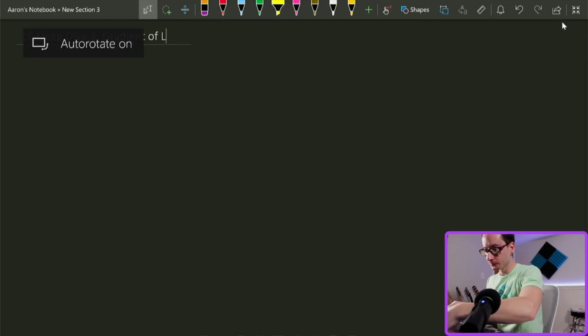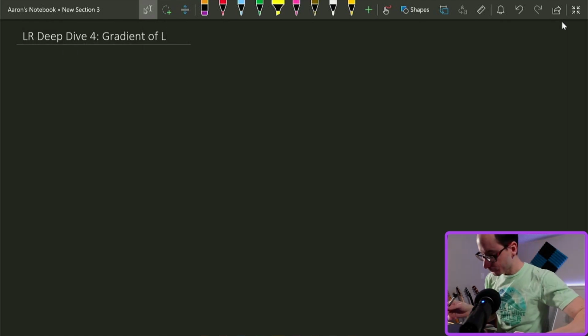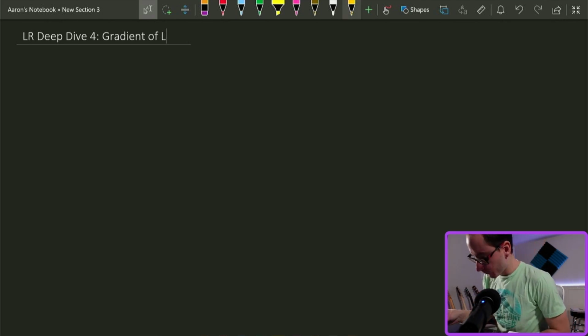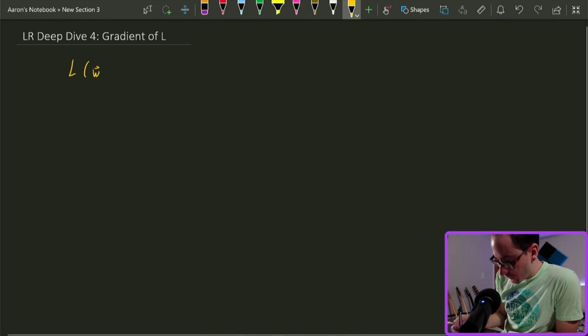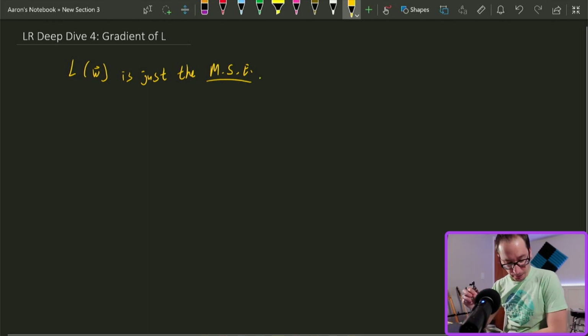Flip this over. One thing I want us to remember here is that big thing L is just a mean square error value, so it ends up being just a scalar. Remember, L of W is just the mean square error of our value. So it essentially is a scalar, okay?